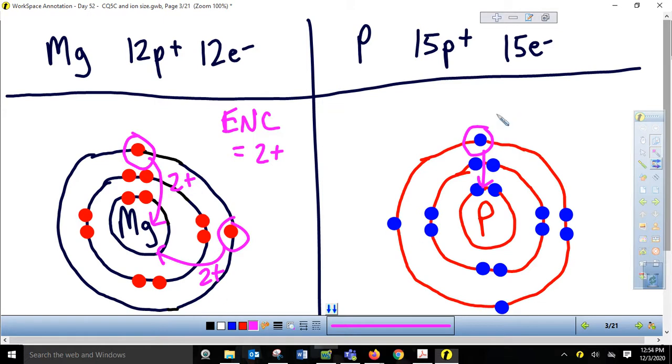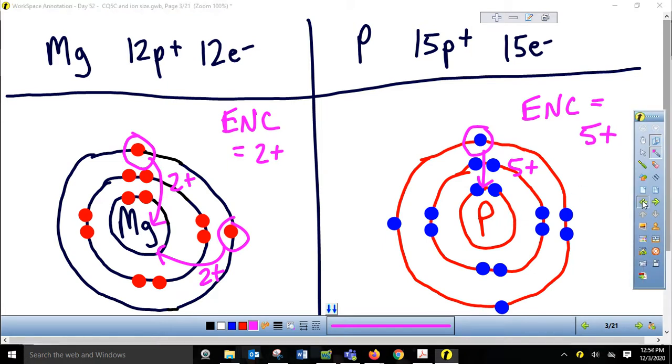For phosphorus, phosphorus has 15 protons, 15 electrons, but only 10 of those electrons are found in the inner shells. So you take 15 protons minus the 10 core electrons, which will block out 10 of that charge, and the ENC is a much stronger plus 5. Alright, so yes, there's 3 shells of electrons for each, but because the electrons in phosphorus are being pulled in with a bigger charge and more force, phosphorus' nucleus is able to pull those electrons in closer to it, and that'll make phosphorus smaller. So phosphorus is the answer for that one.